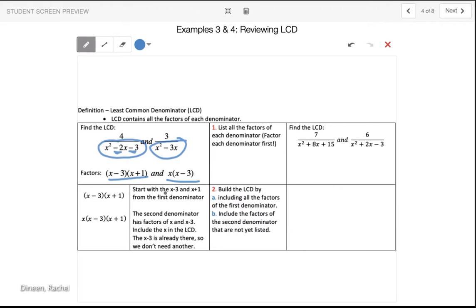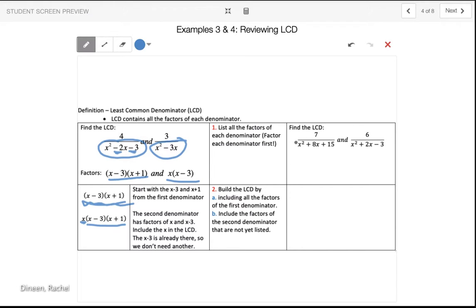Okay, then you are going to start with x minus 3 and x plus 1 from the first denominator. So you're going to list the first denominator. Then you're going to look at the second denominator, and it has factors of x and x minus 3. Since x is not already included in the first, you are going to include it. Since x minus 3 is already there, we do not write it again. So let's go ahead and find the LCD of these two.